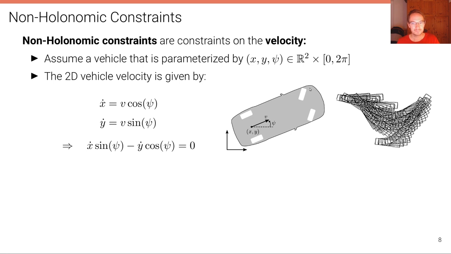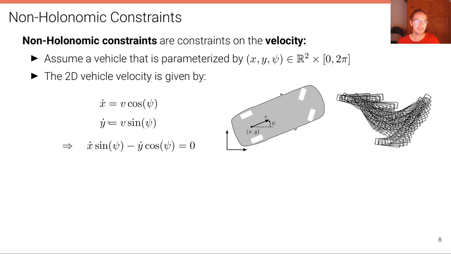Now, given such a model, the 2D vehicle velocity can be described by the velocity in x direction, or in other words, the first time derivative. This dot here indicates the time derivative. x dot equals the velocity, this is the length of this vector basically here, so the velocity of the vehicle in this direction, times the cosine of psi. This is how much we change x if we follow the vehicle in this direction.